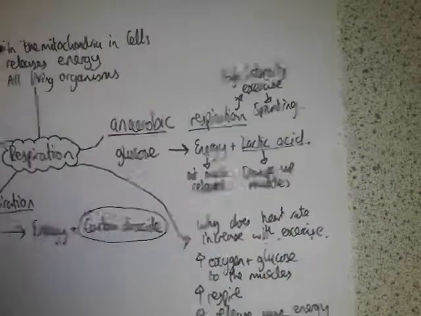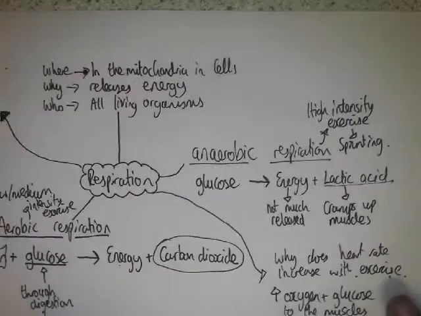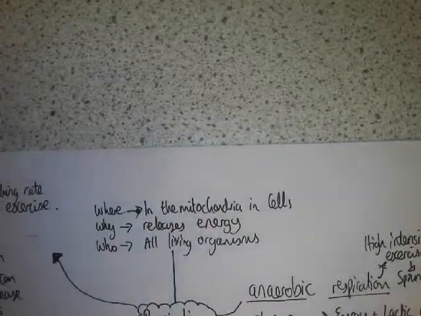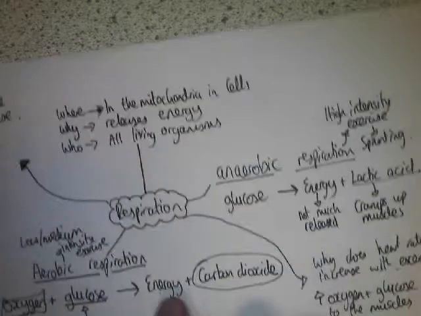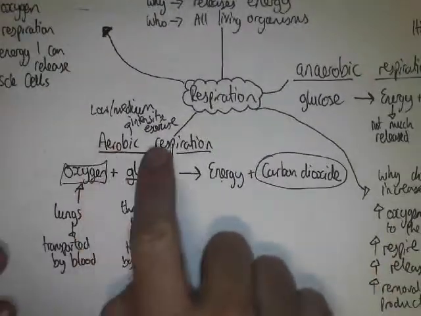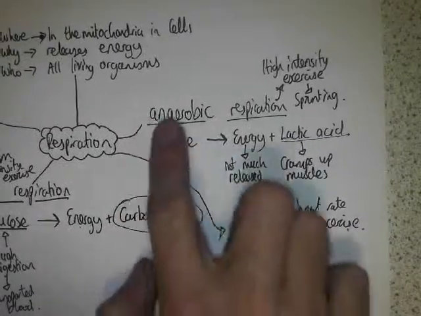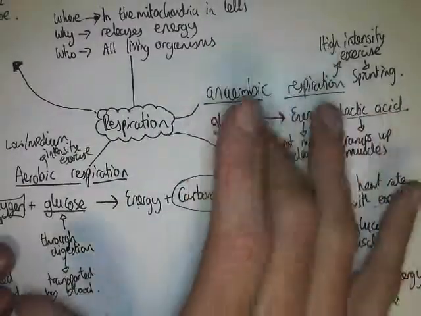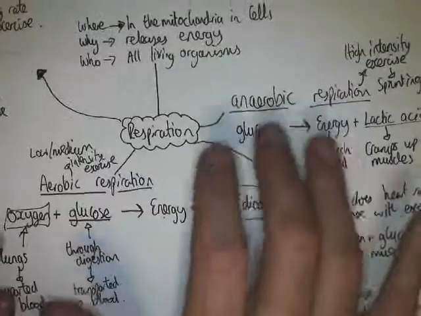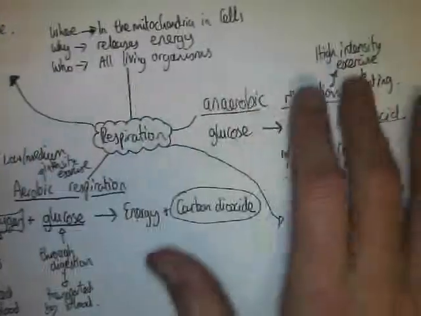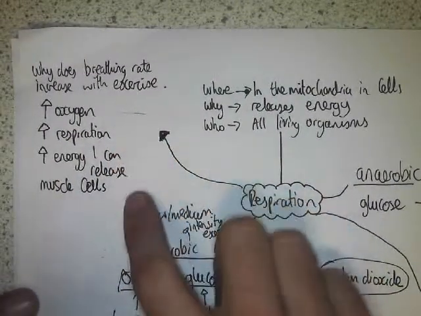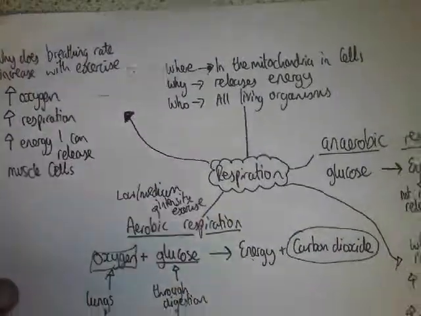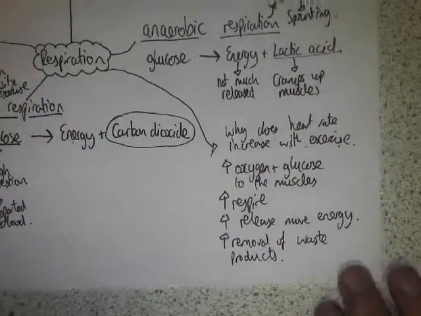Okay, I think that is respiration in a nutshell. Just to quickly go through it once again. Where, why, and who does it? The two different types, aerobic versus anaerobic. Why does our body need to switch? Well, it needs to switch depending on the intensity of the exercise being done. So why does breathing rate increase with exercise? Increase oxygen, increase respiration. You can see it there, it's in your notes. And why does heart rate increase with exercise?